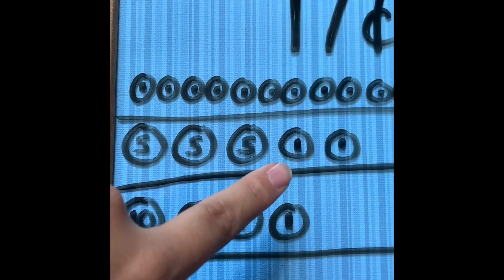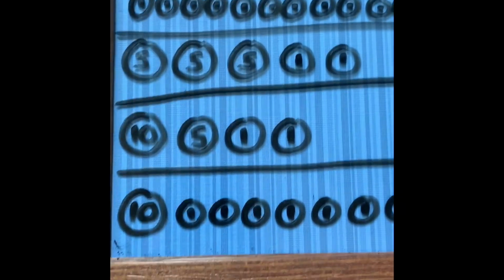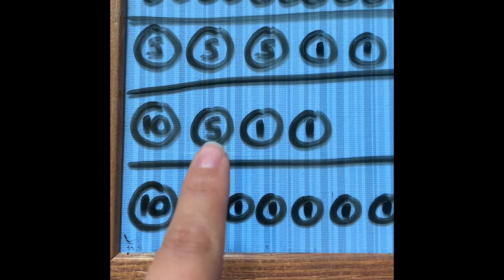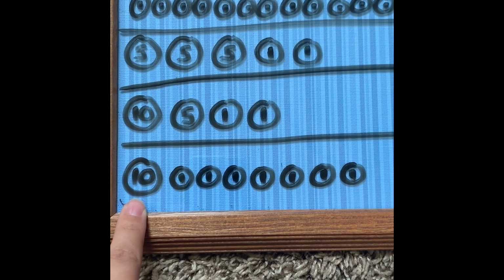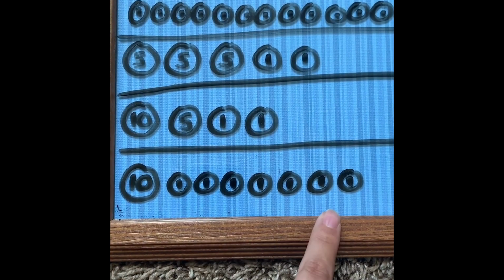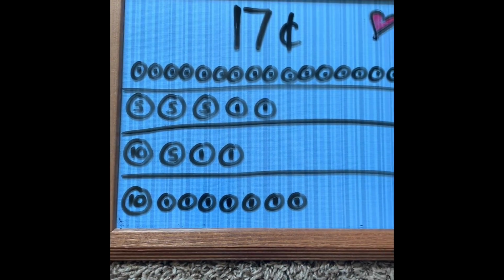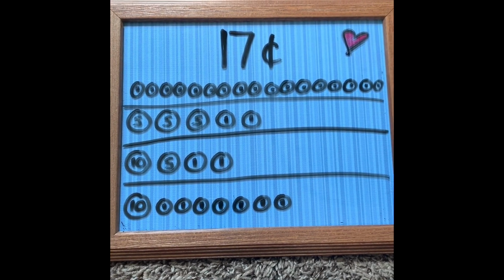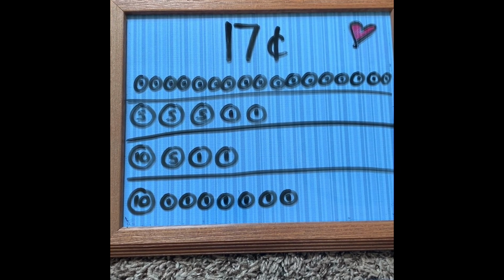You could also do nickels. I used 1, 2, 3 nickels and 2 pennies. Another way would be 1 dime, 1 nickel, and 2 pennies. Another way could be a dime and 7 pennies. There are even more ways that you could do this. If you did it a different way that I'm not showing here, you can ask your parents and see if your way adds up to 17 cents. But this is just practice for you.